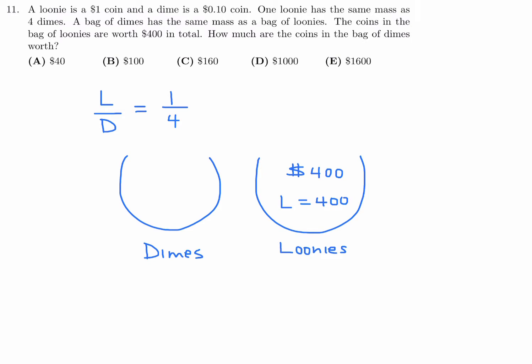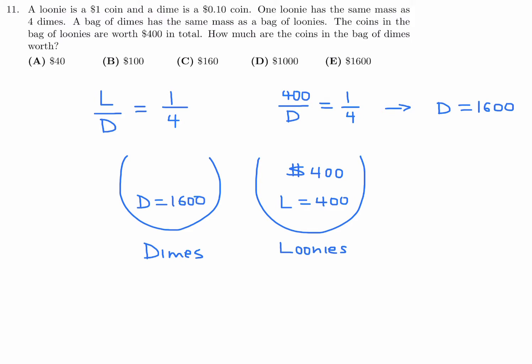Since these bags have equal mass, L over D is retained, and that is of the ratio 1 over 4. But L, we figured out, is 400. So instead of L, I can put 400, and this allows me to calculate D. D, therefore, would be 1,600. So there's 1,600 dimes in the bag.